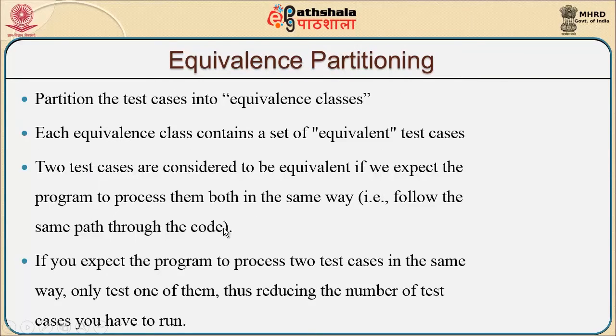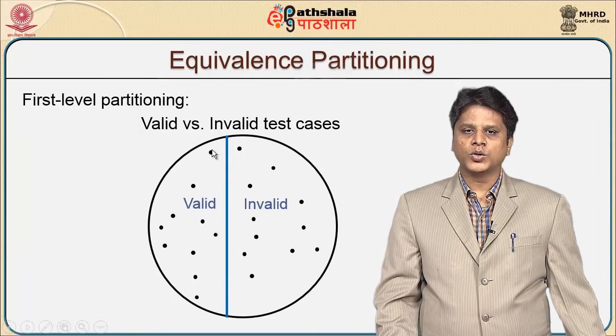With equivalence class partitioning, we initially divide the given set of inputs into a valid class and an invalid class. So, partition the test cases into equivalence classes as valid and invalid classes. Each equivalence class contains a set of equivalent test cases, and 2 test cases are considered equivalent if we expect the program to process both in the same way. If you expect the program to process 2 test cases in the same way, test only one of them. Thus, this reduces the number of test cases that you may have to run. So, this is the first level of partitioning that you will do.